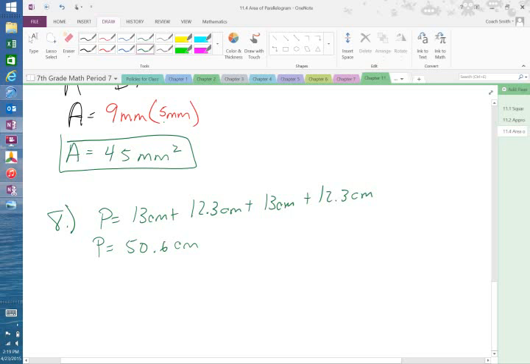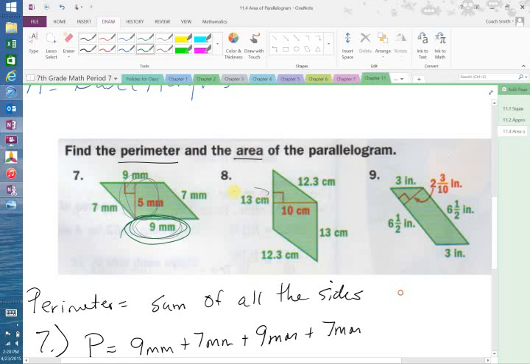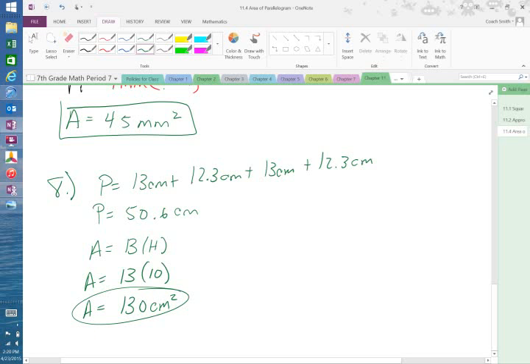Okay? The area is equal to base times height. The base is the 13 centimeters. The height is the 10 centimeters. So, Tayshawn, what do you get when you multiply the 13 times the 10? 130 what? Centimeters squared. There you go. So there's your two answers.